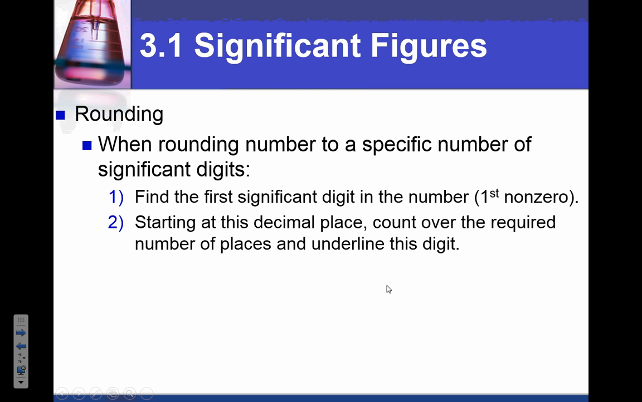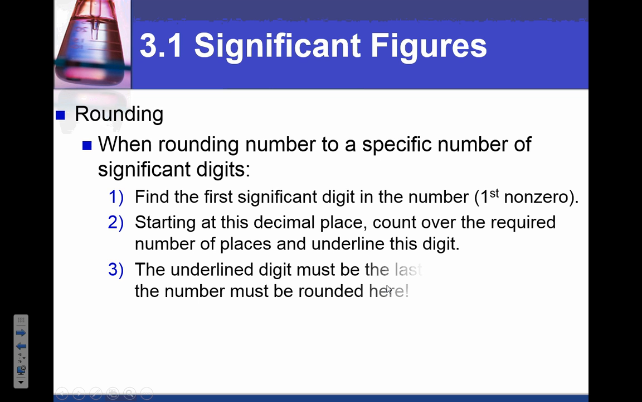So find the first significant digit, and then you're going to start counting at that decimal place and count over the required number of places, and then underline that digit. So that's going to remind you, I want to round it here. So this needs to be the last significant digit that I write. Everything after that needs to be dropped because it's not significant. Now the underlined digit is the last significant digit, and everything else is going to be rounded out. So at that underlined digit, that's where we're doing the rounding.